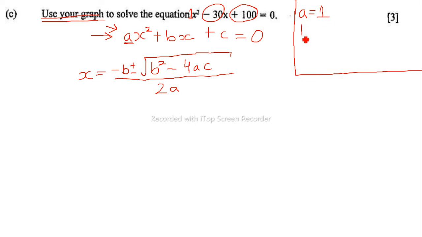Alright, now B, according to this formula, what is B? Negative 30, because it's the number in front of x. So it's negative 30. And according to this formula, what is C? 100. Yes, the number that is by itself. So C is the constant.